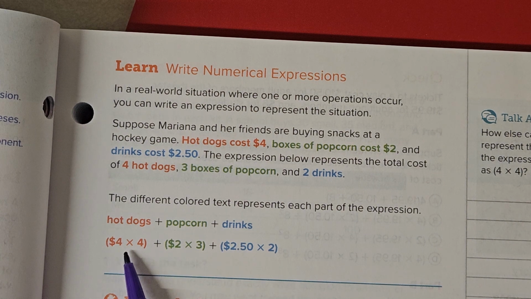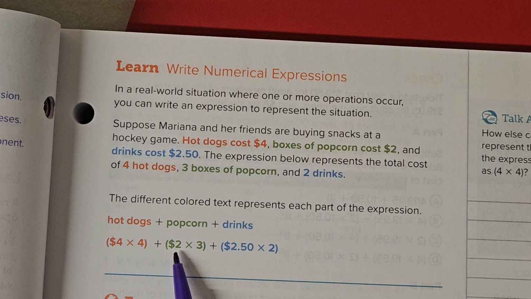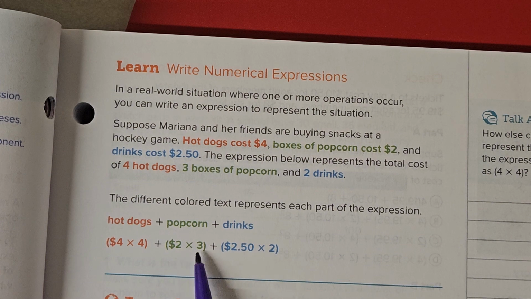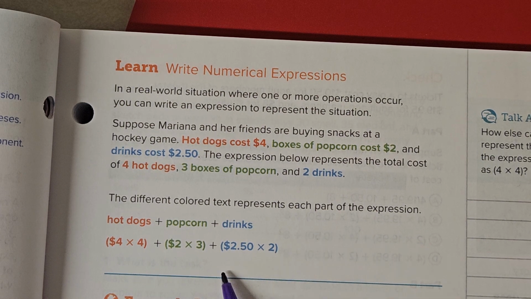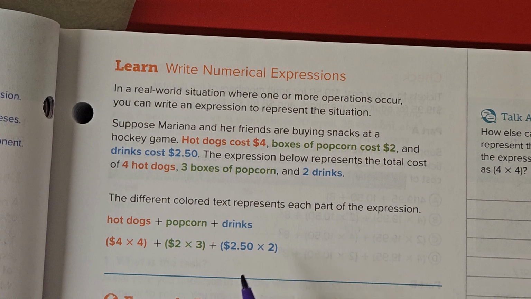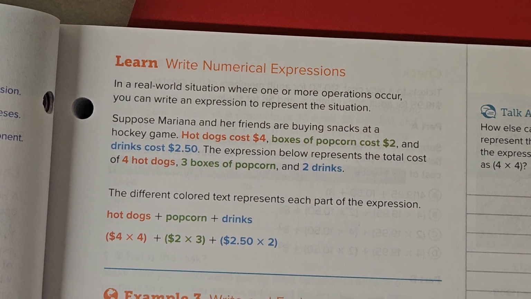So hot dogs were $4, they bought 4. That's multiplication. That's done separate. Popcorn's $2, and they bought 3. It's in its parentheses because that's separate. And drinks were $2.50, and they bought 2. That's writing the expression. If the question asks you to write the expression, this is all you have to do. If you have to solve it or evaluate or simplify, then you need to do like we did in the previous examples.